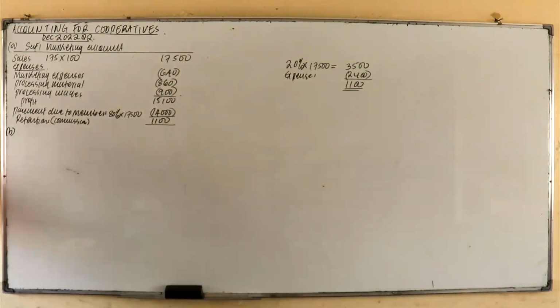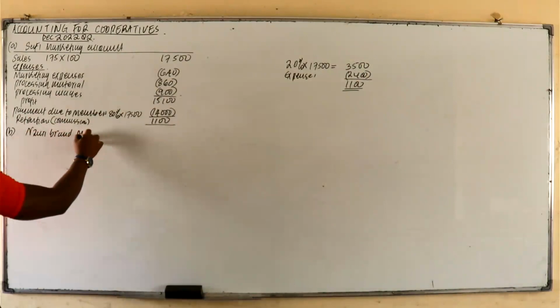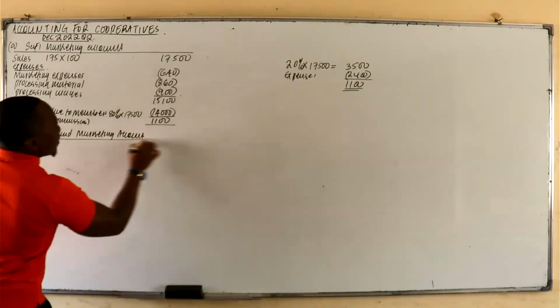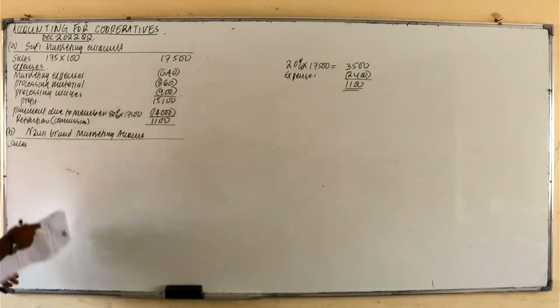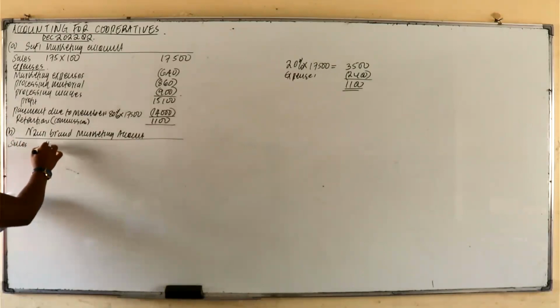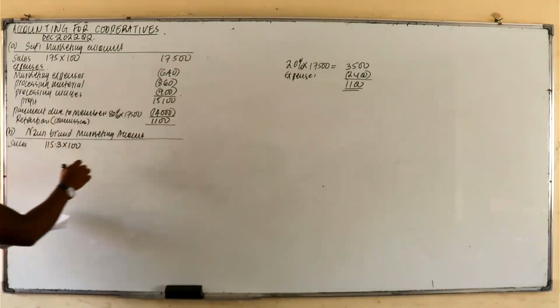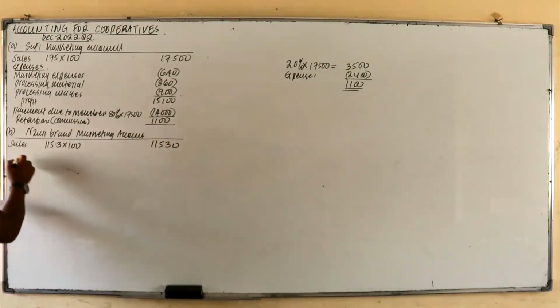Number B of the question, number B. You have to present Zuri brand marketing account showing the profit or loss. Zuri brand marketing account. Also, here you do the same. Just take the sales. Note number 1, additional information number 1. In relation to Zuri brand, we sold $115.3 US, and then we deposited on 15th of January. So the rate was 100. So you'll get an amount of 11,530.